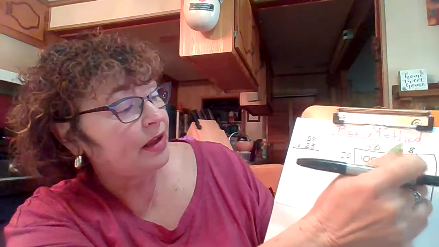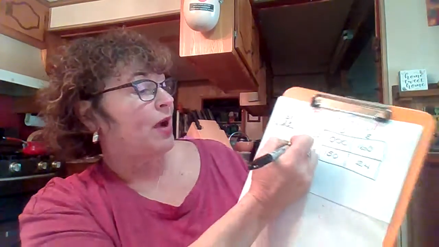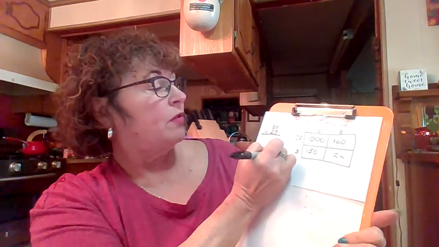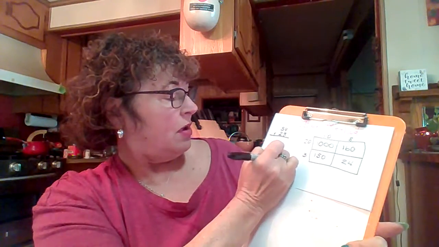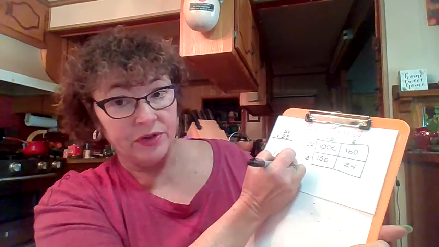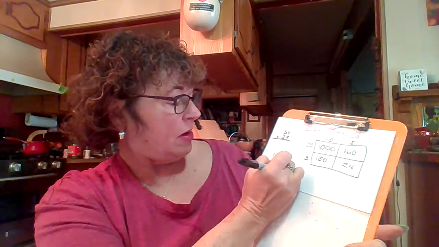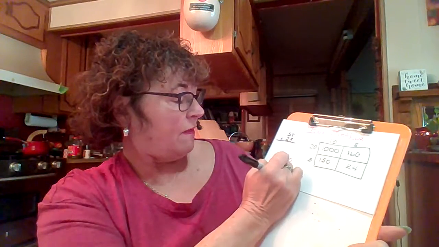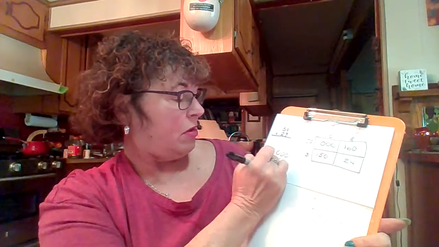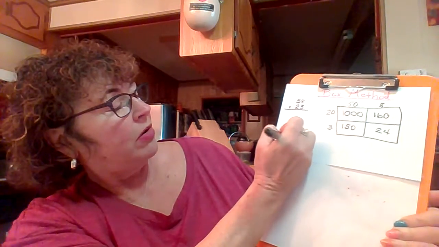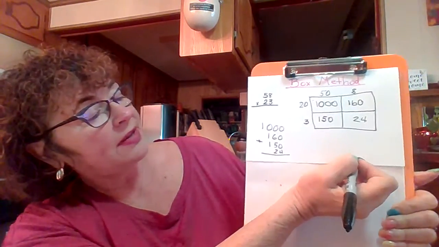So now all we have to do is add up these numbers. I didn't line them up very well, so I'm going to write them over here. I'm going to start with the biggest number first, and make sure that I get the place values lined up correctly. And 24. Okay, so now all we have to do is add them up.